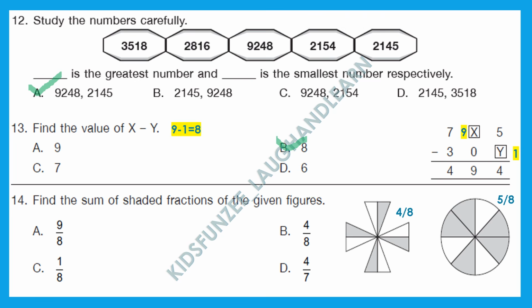Now we have to add them. Let me explain: if the denominators are the same, then we simply add the numerators and we keep the denominators the same. So 4 by 8 plus 5 by 8 will give you 4 plus 5 by 8, which is equal to 9 by 8. For us the right option is option A.